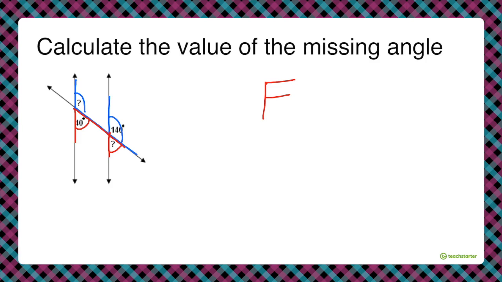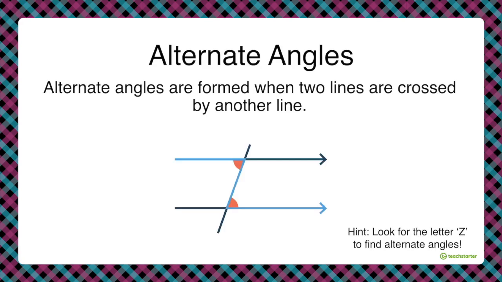So these are corresponding. Next up, we have alternate. Again, alternate angles are formed when there is a transversal, so this is our transversal right here, and we have to look for a Z. In this example, we have the Z right here. These angles that are on the two corners of the Z are called the alternate angles.